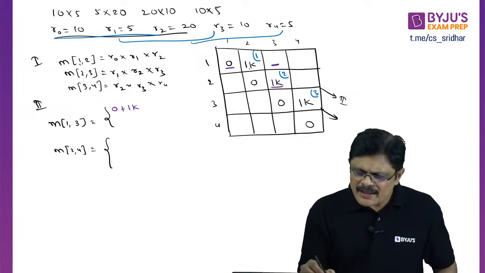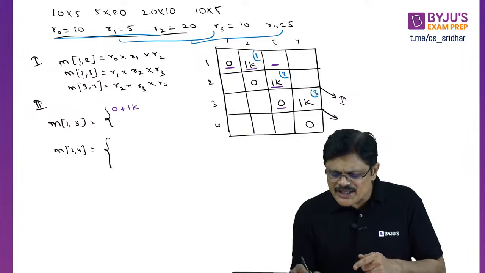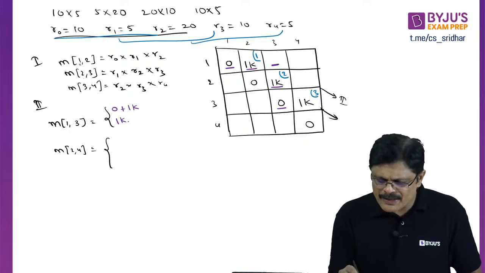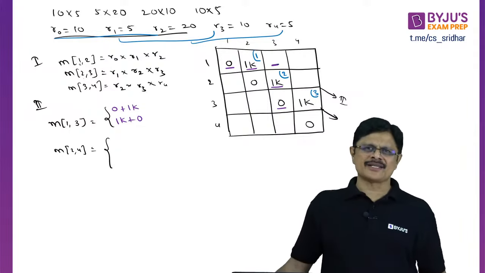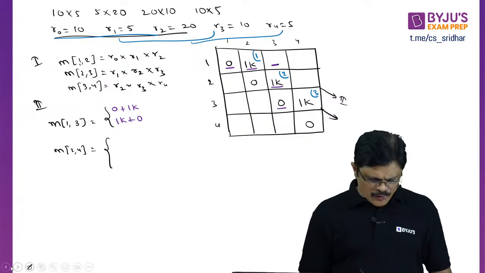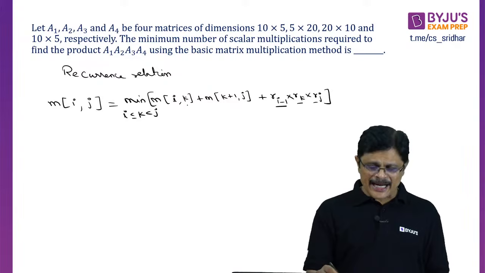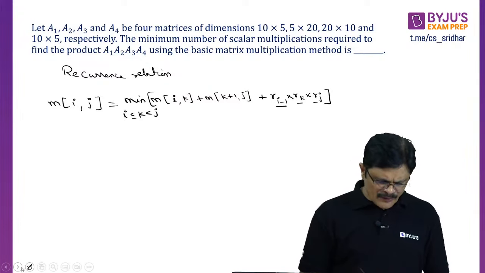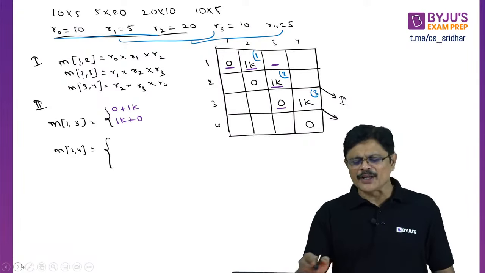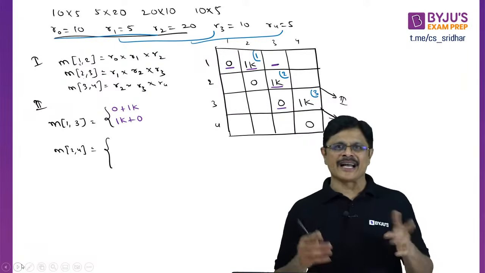Next value here means next value here: 1K plus 0. So these are the two values, sir. Actually, Mij is equal to what, sir? You take Mik plus Mk+1,j, where k varies from i to j minus 1. So that is what we are doing, sir. Without writing the formula, I am telling you from the diagram how to find the values directly.